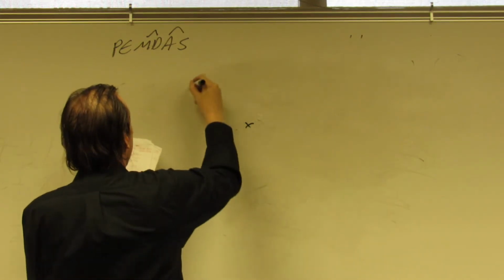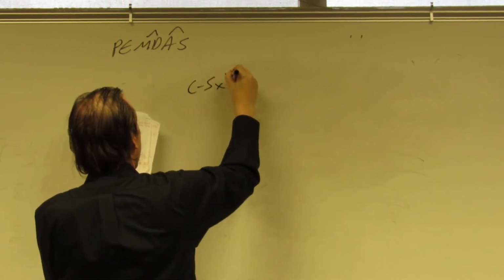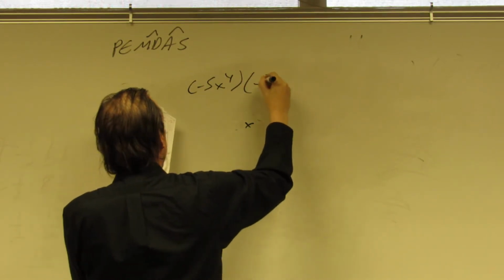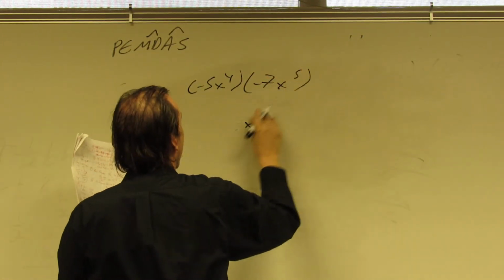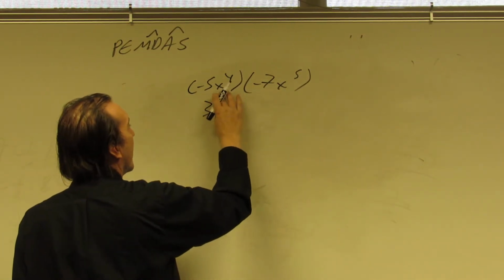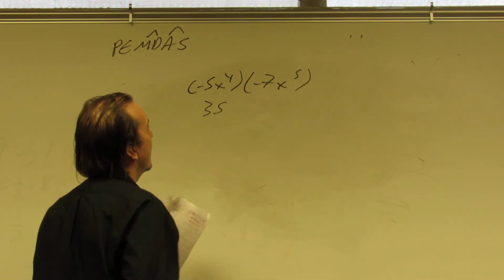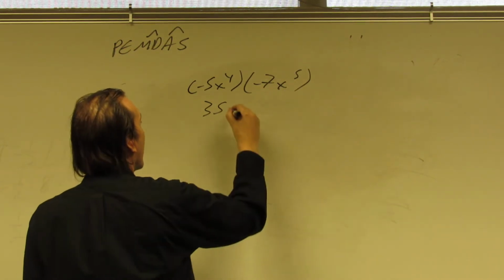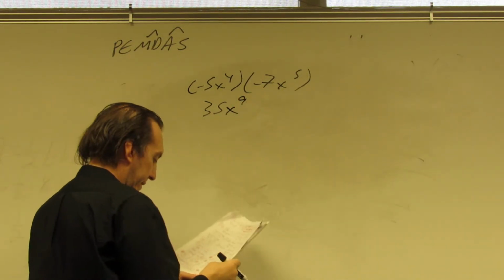Okay, let's say we have negative 5 x to the 4 times negative 7 x to the 5. Negative 5 times negative 7 is positive 35. X to the 4 times x to the 5 is x to the 4 plus 5, which is x to the 9.